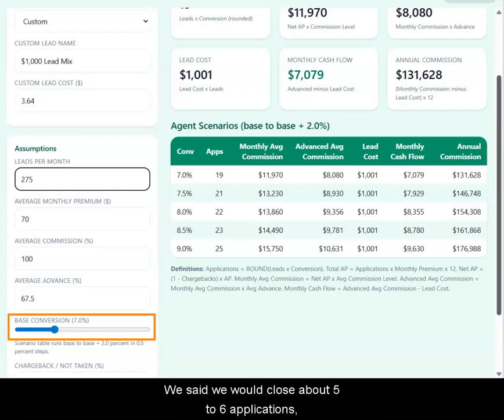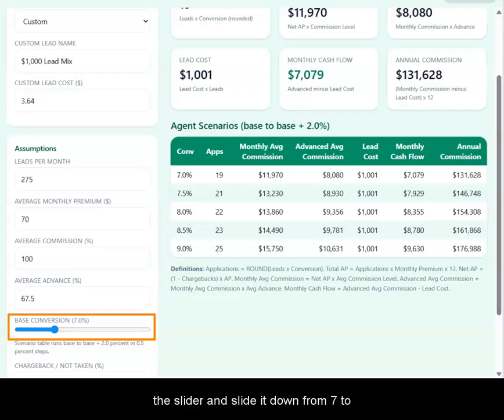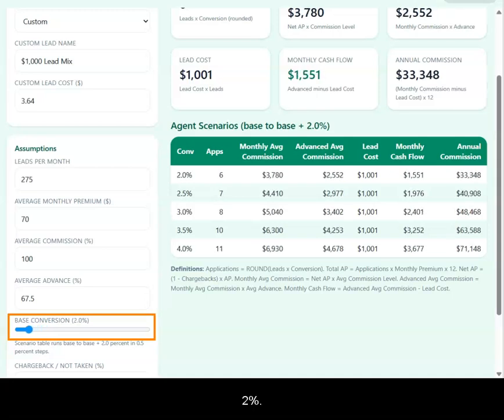We said we would close about 5 to 6 applications. So if we take 5.5, which is the midpoint between 5 and 6, and we divide that by 275, the total number of leads, that gives us a 2% conversion rate. So we've converted 2% of the 275 leads that we received. So I'm going to come over to the slider and slide it down from 7 to 2%. And voila, the numbers are there.